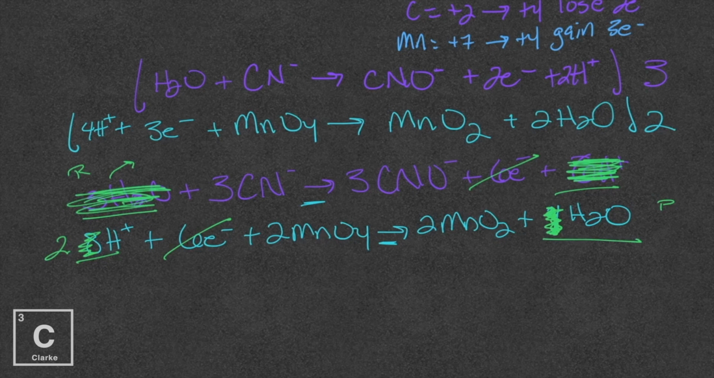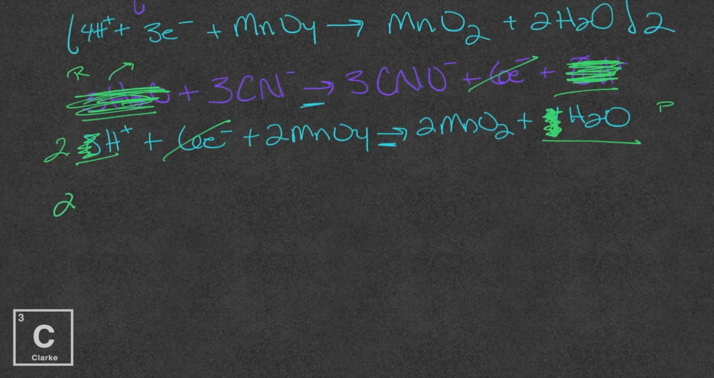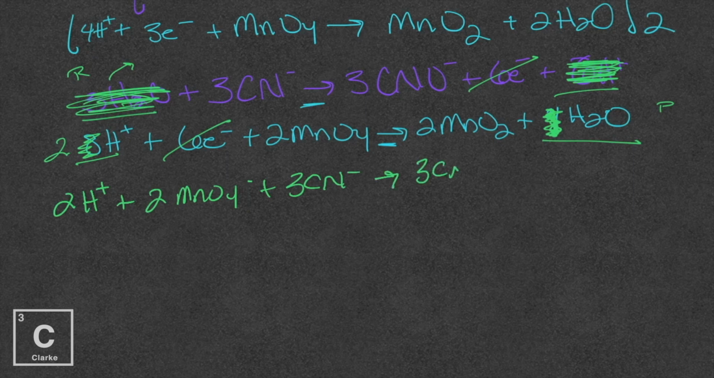So let's go ahead and put this thing back together and then finish up with our hydroxide ions. Okay, so I've got 2 hydrogen ions plus 2 MnO4 minus plus 3 CN minus arrow 3 CNO minus. Okay, so I've got this all put together. Now remember, we're going to find our hydrogen ions. We've got 2 of them, and that's how many hydroxide ions we need to add to both sides.